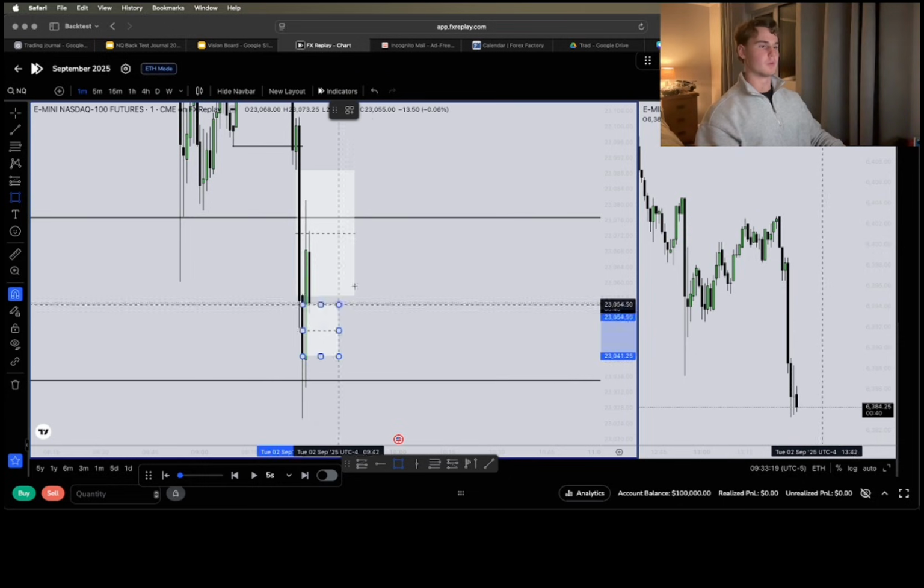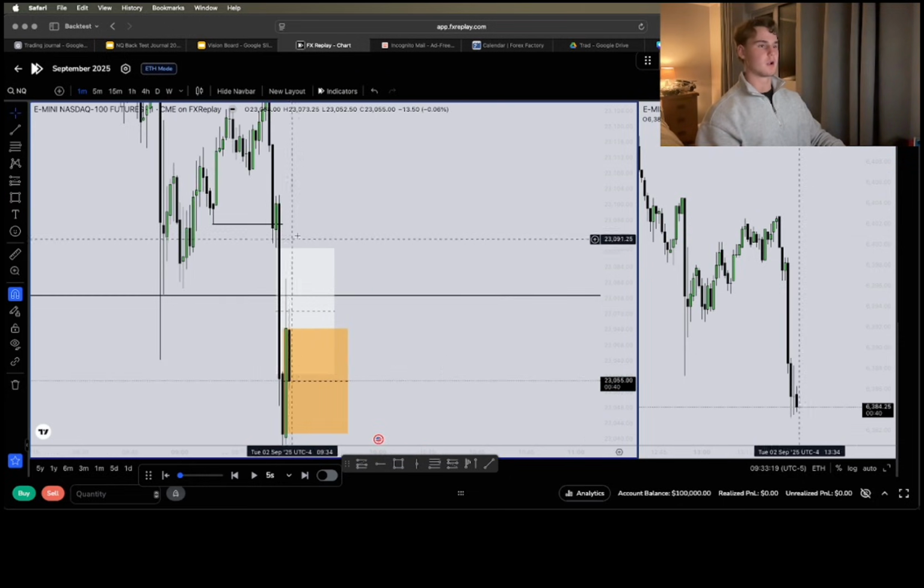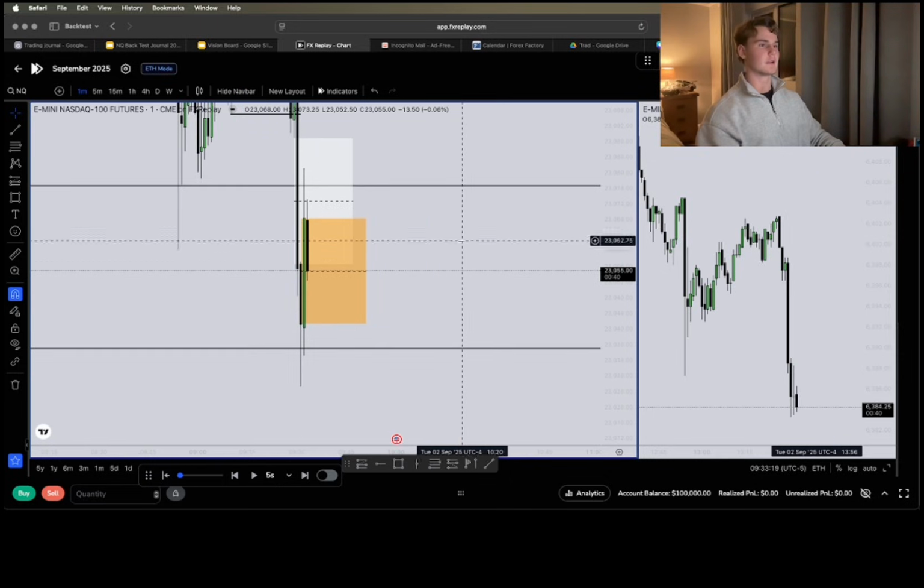Okay, there's the 1-minute order block. So there's a 1-minute order block formed now. If this order block gets respected, we do see a closure above the SIBI here. We are most likely going to go higher.